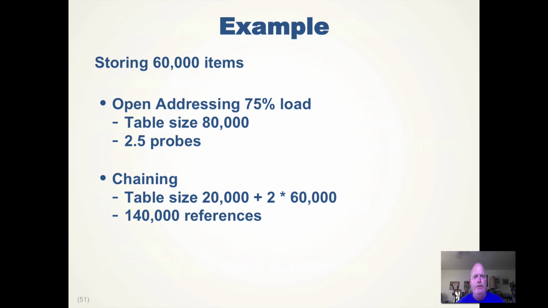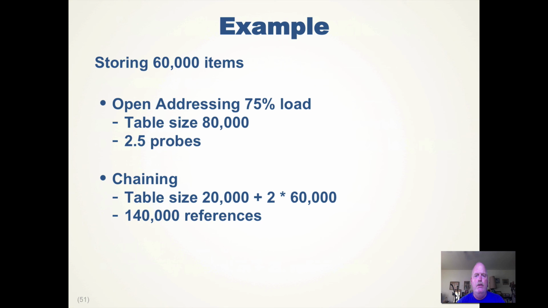So, for example, we can say we want to store 60,000 items. If we use open addressing with 75% load, that means we need 80,000 entries, because we need to make sure there's enough room in the table so that we're at 75% load. So we have to do 1.3, which is basically 20,000 empty slots. And at that level of load, it's an average of 2.5 probes to get there.